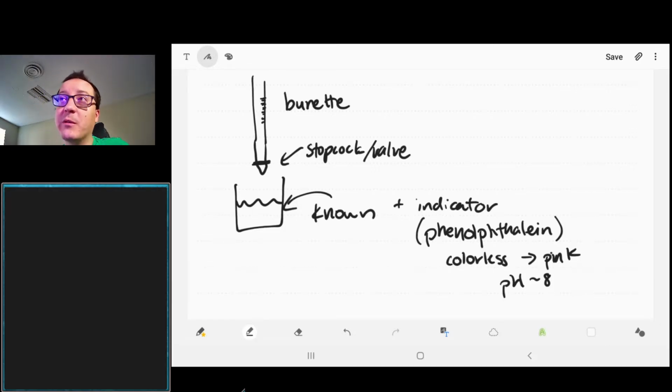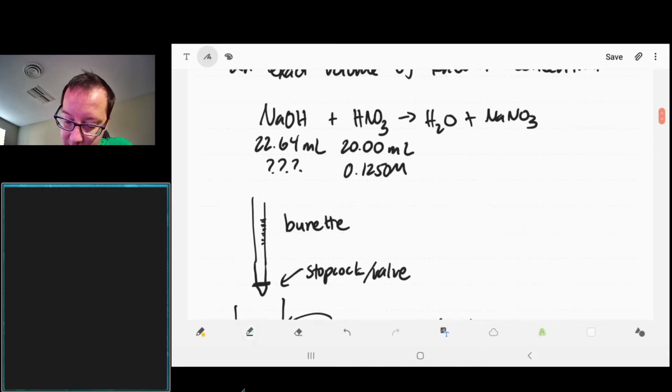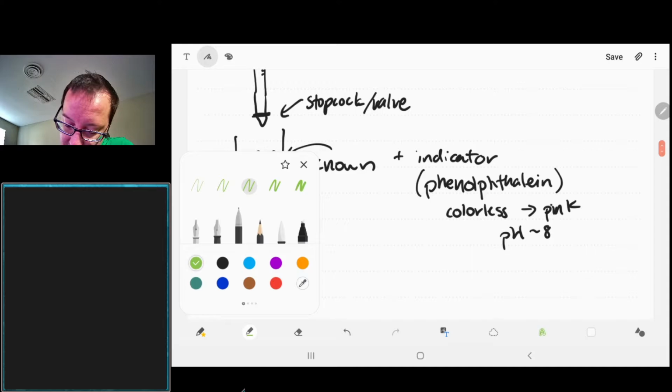You can read your burette, see exactly how much you used of your solution, and that would give you some typically random number like this, where say now I've used 22.64 mLs of this NaOH solution. And once doing so, then you can figure out the molarity of your base solution, or your acid solution, whichever one you don't know. And how that calculation looks, this is just solution stoichiometry, as always.